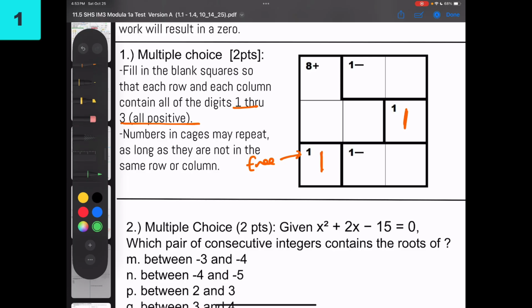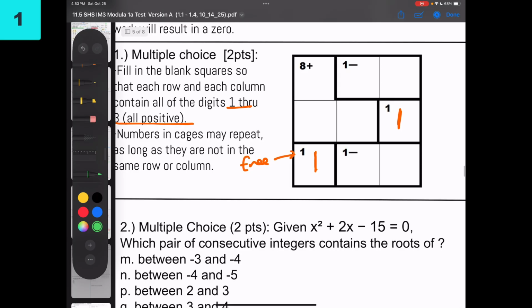Okay, for a +8 in this cage, I can repeat numbers, but not in a row or column. I'm guessing 3, 3, 2. So oftentimes with these corner ones, you have repeating numbers, and that matches. Okay, so I need about a 2 and a 3 here. That subtracts to be 1. This is missing a 2, this one's missing 1, those subtract to be 1. So I think that is our answer.